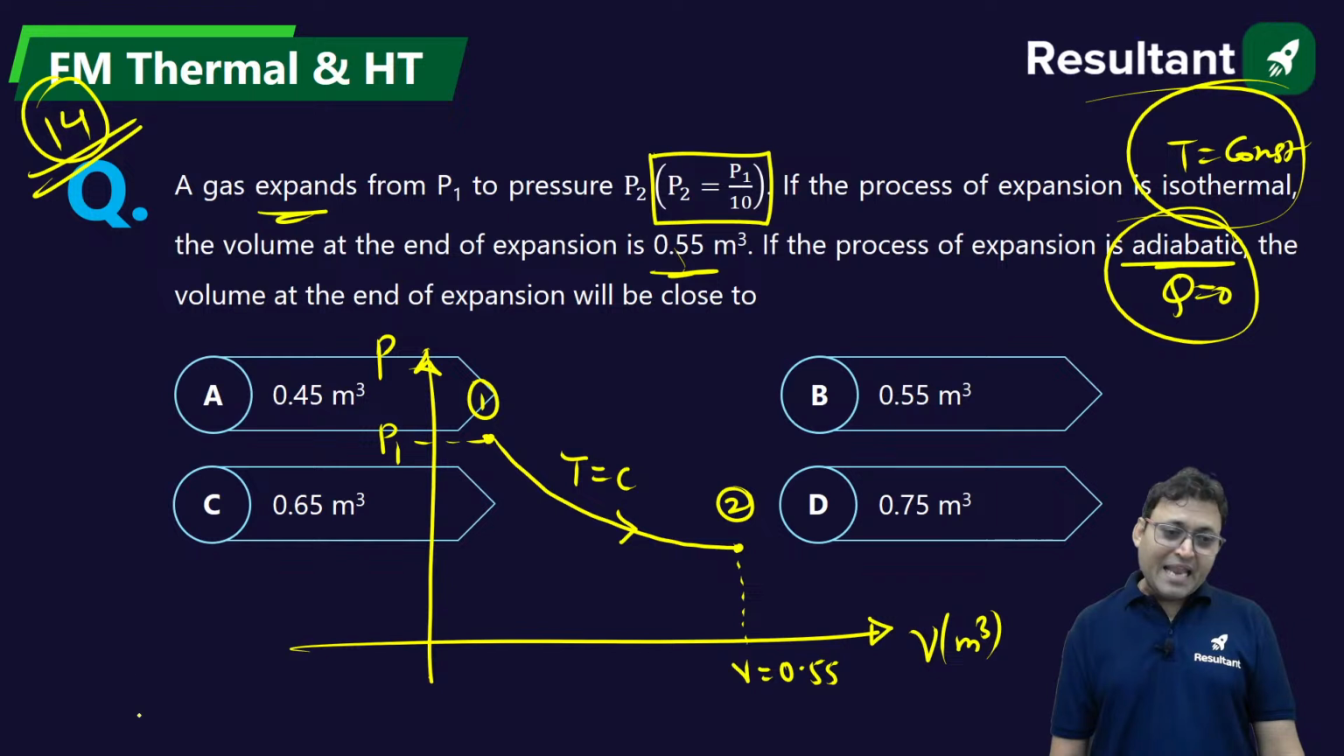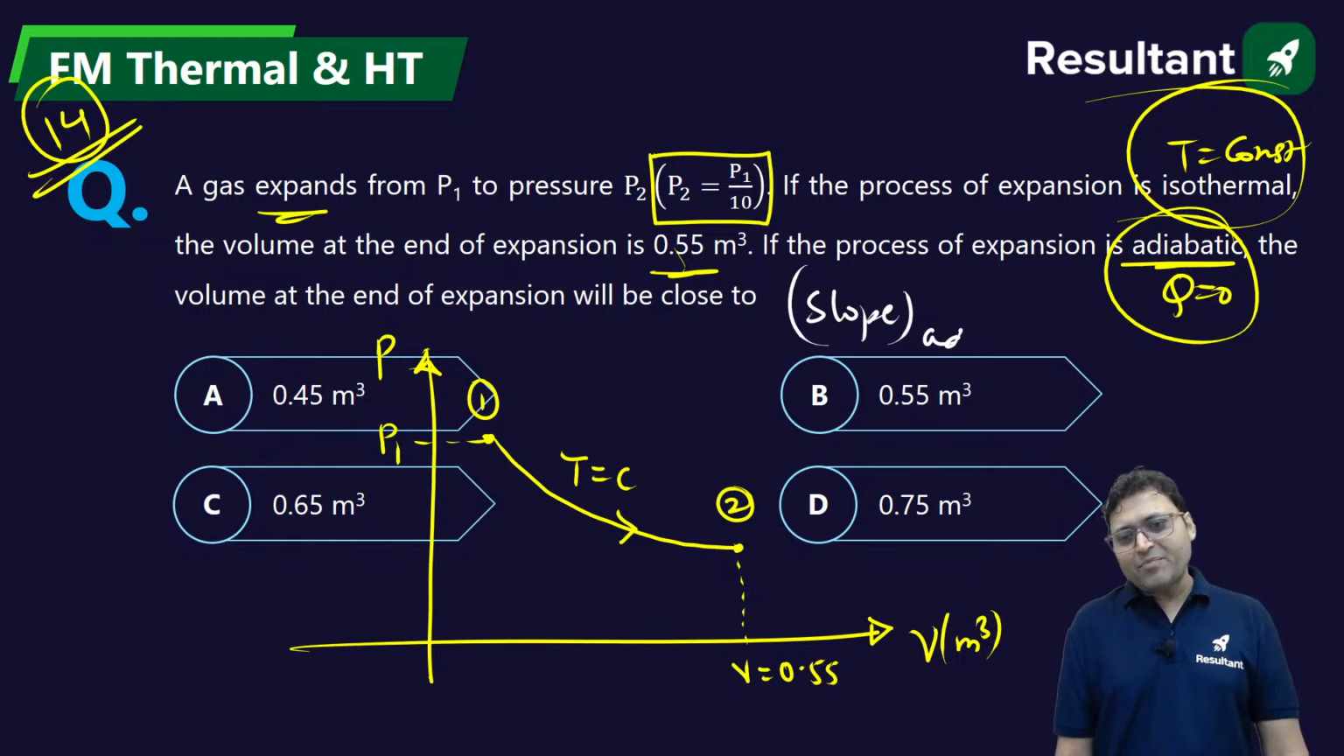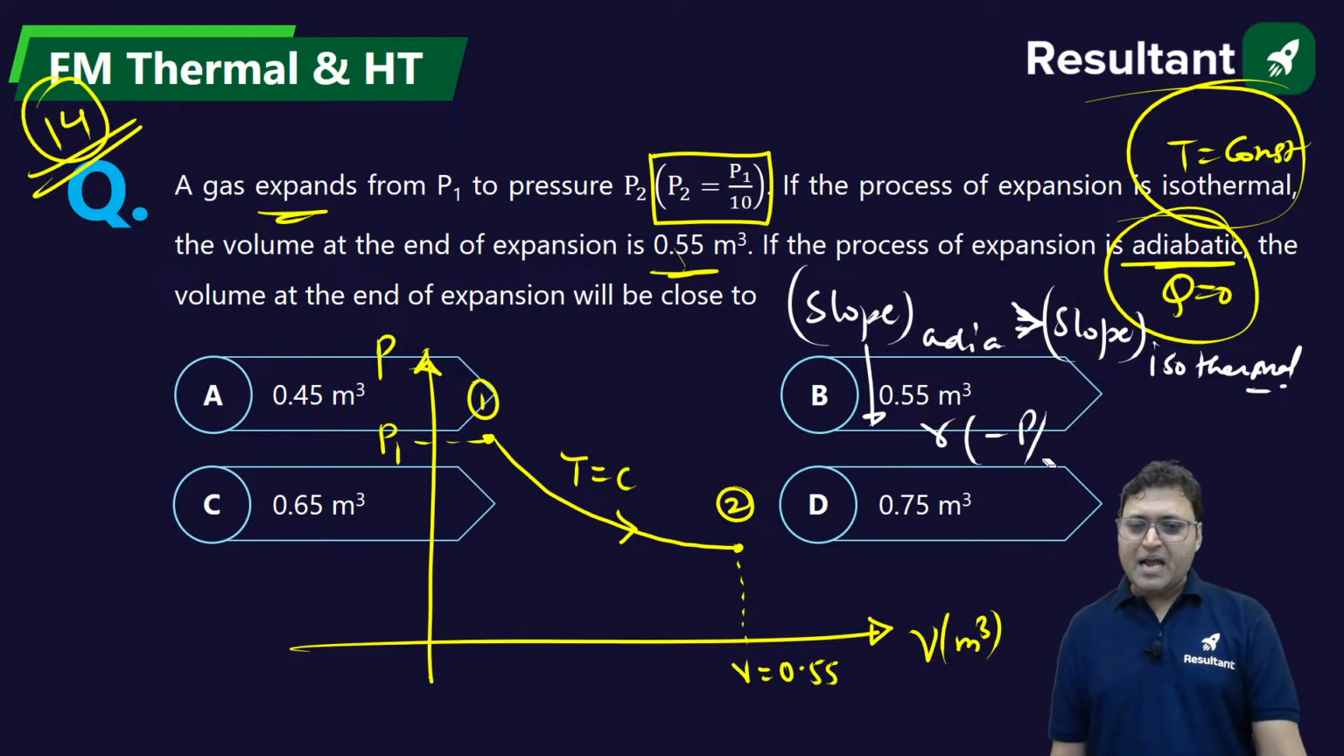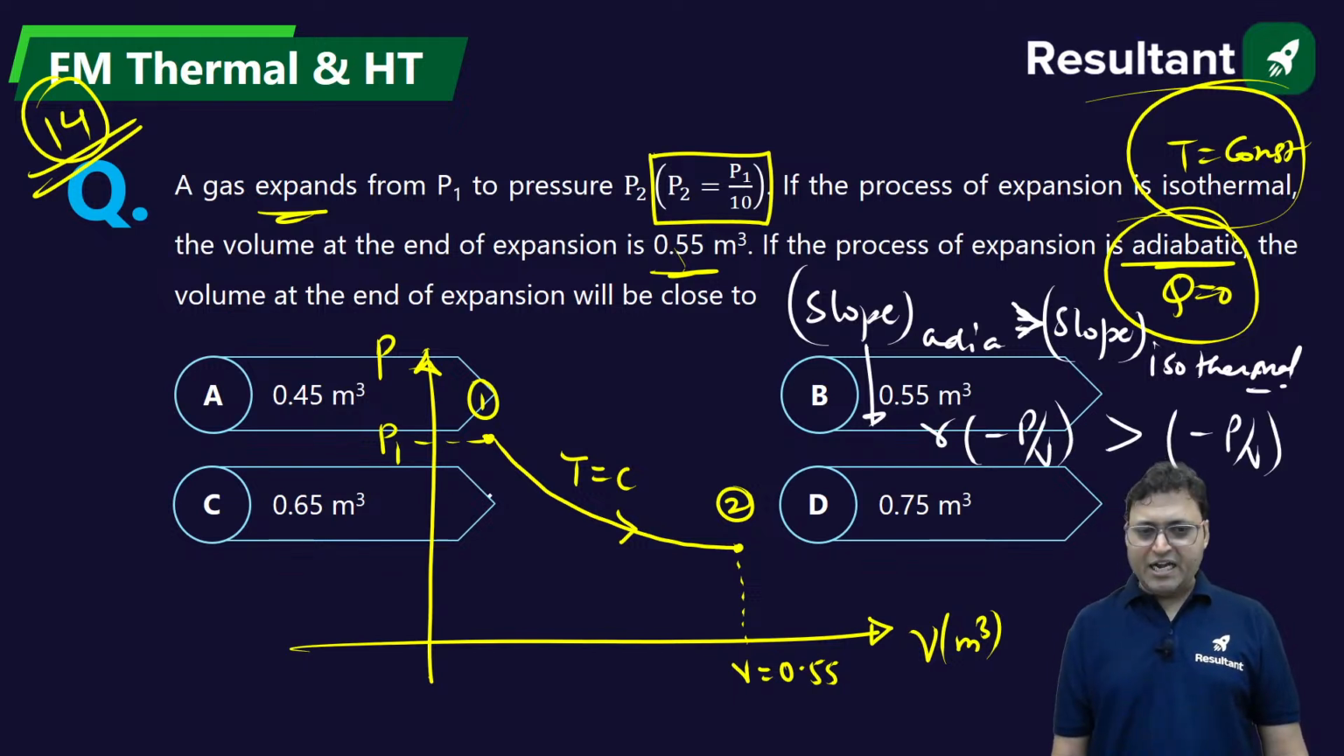Right? Now, if the process is adiabatic, do you know that the slope of the adiabatic process is greater than the slope of isothermal on the PV curve? The slope of the adiabatic process is gamma times of minus P by V, which is greater than minus P by V, negative slope. So the slope is more. If we draw the curve for the adiabatic process from point 1, then it will be steeper like this.